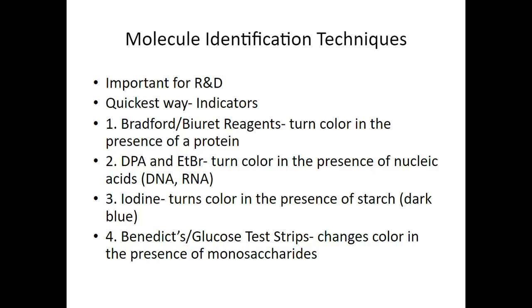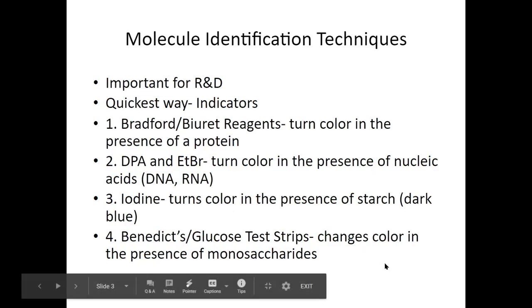And we use methylene blue for loading dye and for staining. Iodine turns color in the presence of starch. We know that about that when we did the amylase assays. And Benedict's glucose test strips will change color in the presence of monosaccharides. Again, we used those in our amylase assays last chapter.